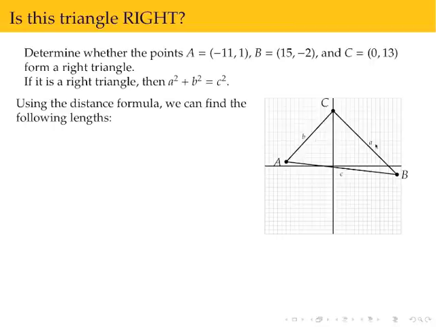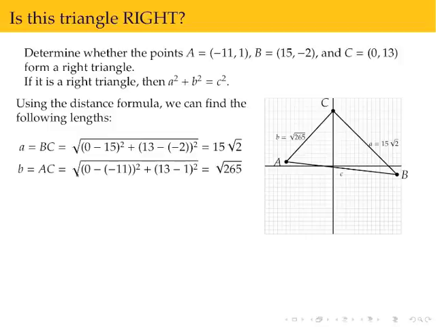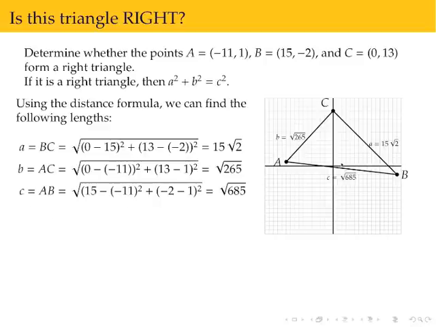So we can use the distance formula and find those 3 lengths. A is the side BC, and if we use the distance formula here, we'll get 15 times the square root of 2. You can redo that calculation on your own to verify that if you want. Then B is AC, and that ends up being the square root of 265. C is AB. That is the square root of 685. This is just based on the distance formula from the previous slide and the coordinates of these points.